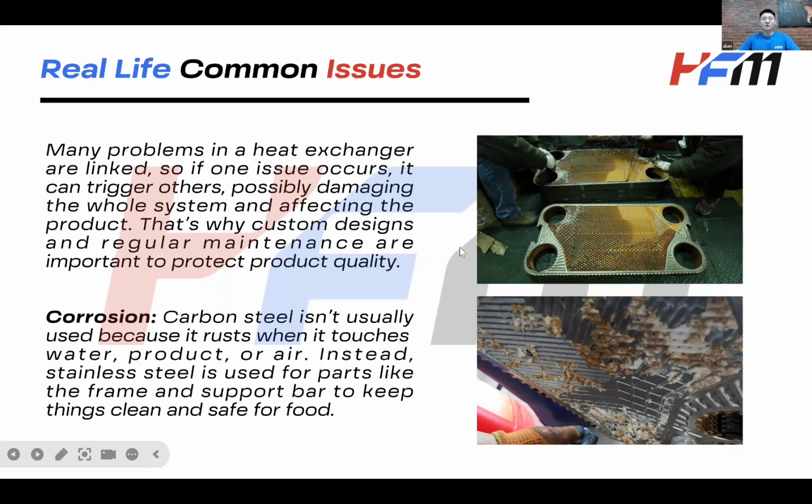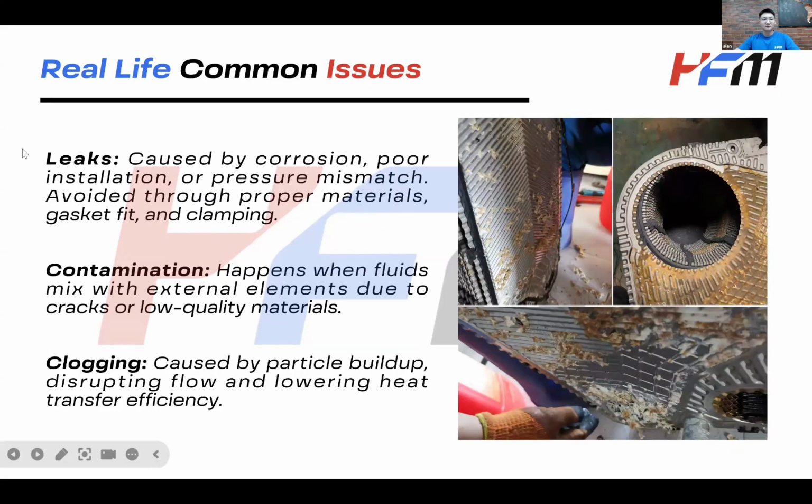So let's talk about the first most common issue we are facing in this industry, which is the corrosion issue. Especially in the food and beverage industry, carbon steel is generally not used because it will rust when in contact with water or the product. Instead, stainless steel is used for most of the PHE structures like the plates, the frames, the carrying bars, etc.